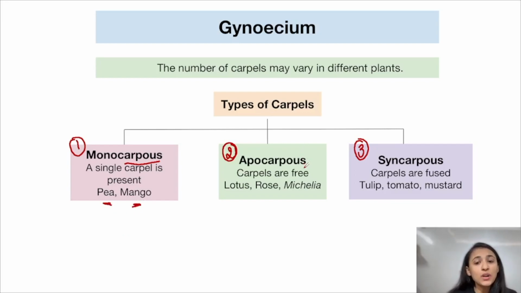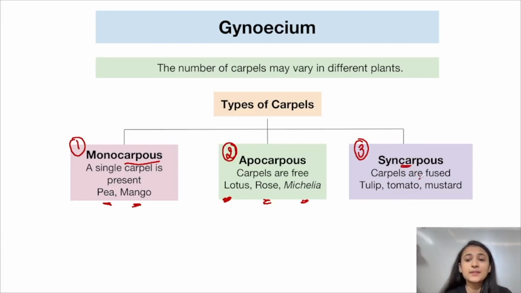Apocarpous condition is the one in which carpels are free. They are not fused with each other. They are present as individual structures within the flower. So it is seen in lotus, rose, michelia. Please remember these examples. These are very important, and questions from these examples especially appear a lot in the NEET exam.